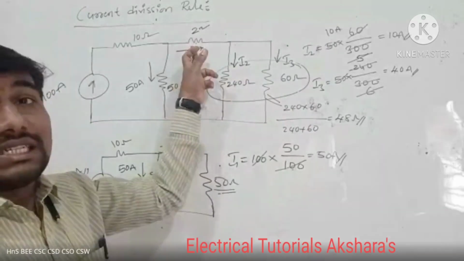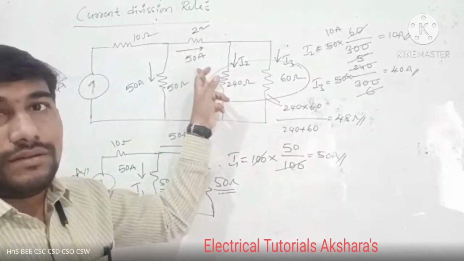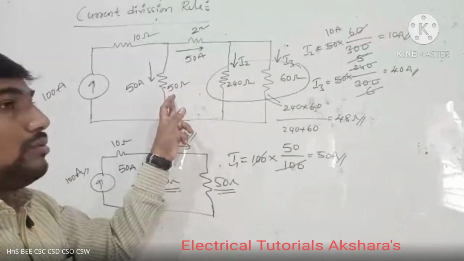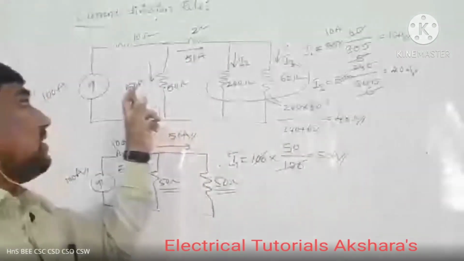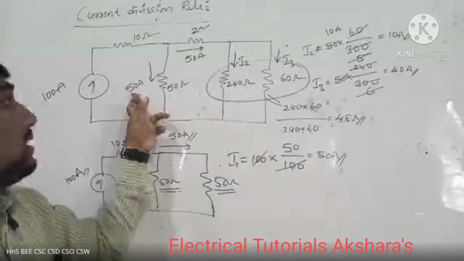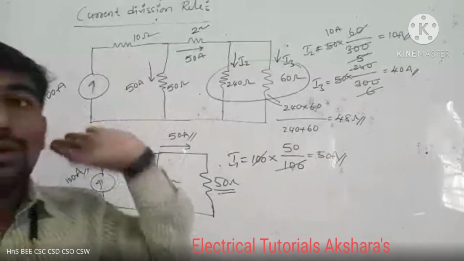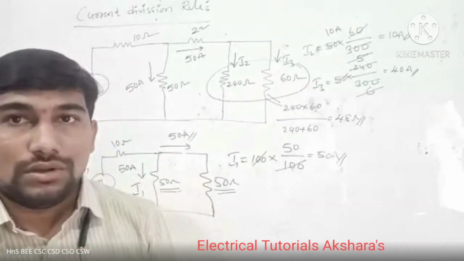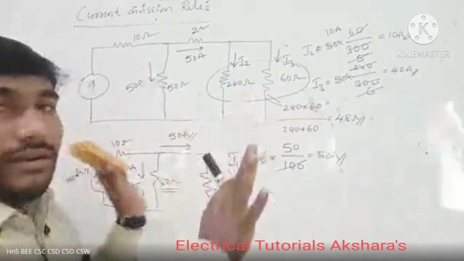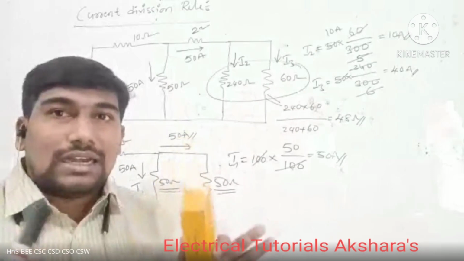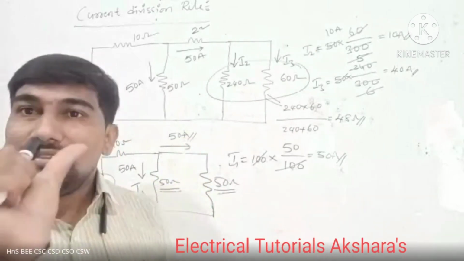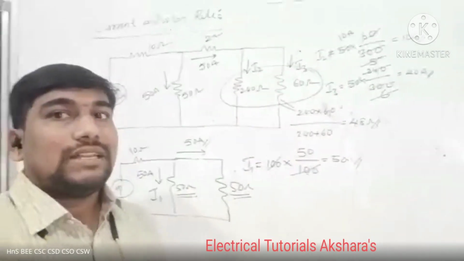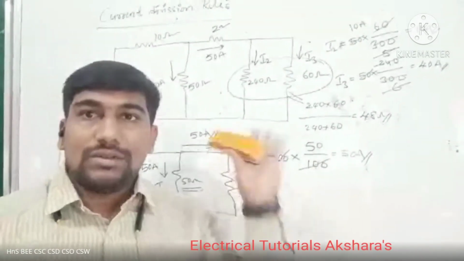What is the 2 ohm resistance current? 50 amperes. Now coming to 50 ohms, the current is 50 amperes. This current is 100 amperes. Now all these branch currents were found using the current division rule. We did not use Ohm's law or Kirchhoff's current law. By using the current division rule formula, we can find all the branch currents. This is one of the methods.